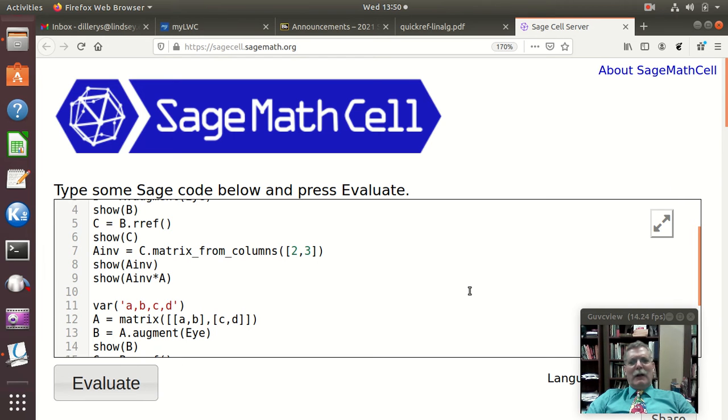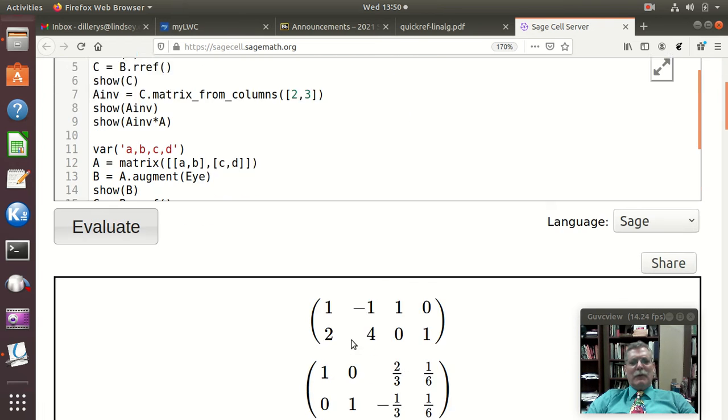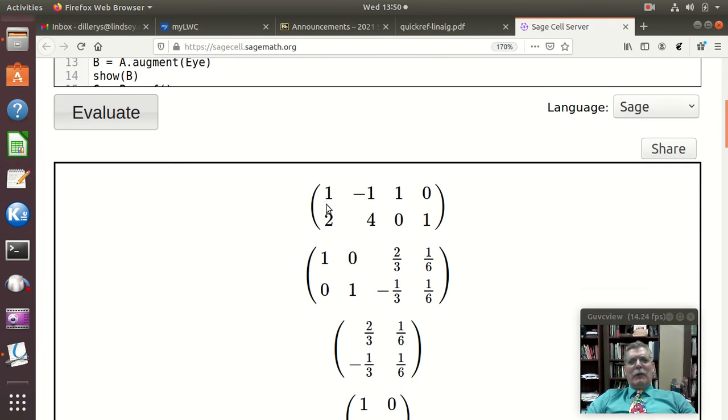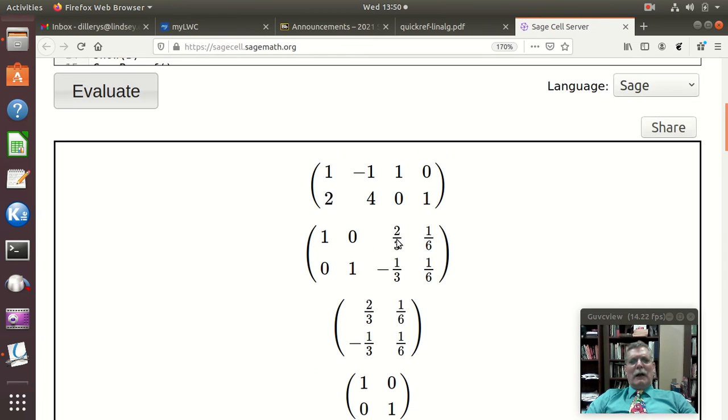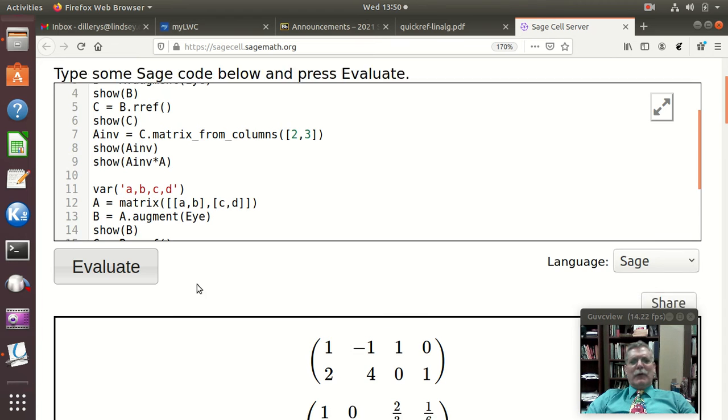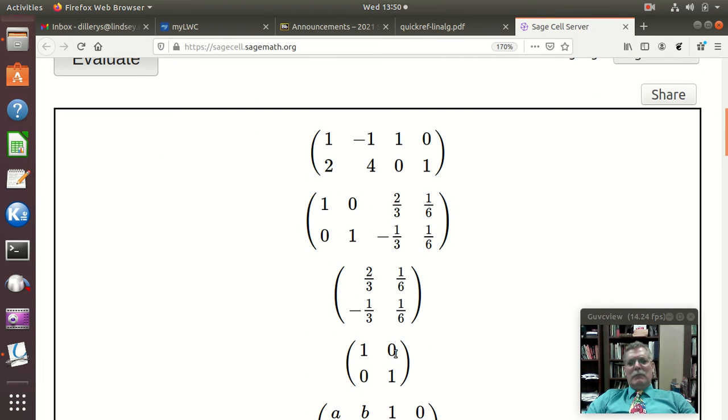So, if I hit evaluate, it goes through some things, and then we'll see some symbolic stuff down here. But there's the augmented matrix. There's the reduced row echelon form. So I got the identity here. So this is non-singular. And there's the inverse. And so then I asked for those last 2 columns, columns 2 and 3. And there's that. That's A inverse. And then I multiplied A inverse times A, and I got the identity. So that all seemed to work wonderfully.